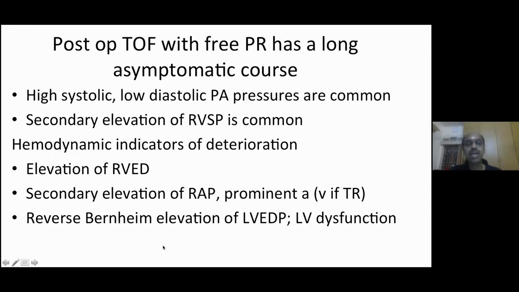So these three are the hallmarks of late deterioration of the hemodynamics, and this is the corresponding time when you will get the MRI indicators of right ventricle exceeding 150 ml indexed volumes and the right ventricular ejection fraction falling below 40 to 45%. So these are all the hemodynamic correlators of indicators of a need for pulmonary valve implantation.